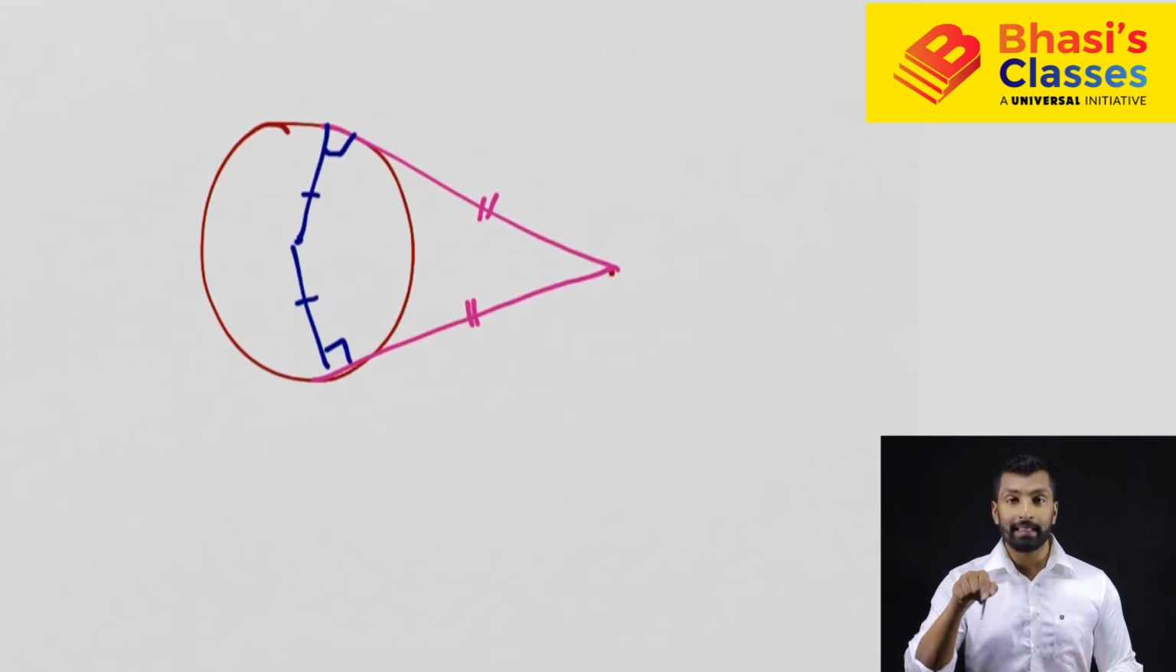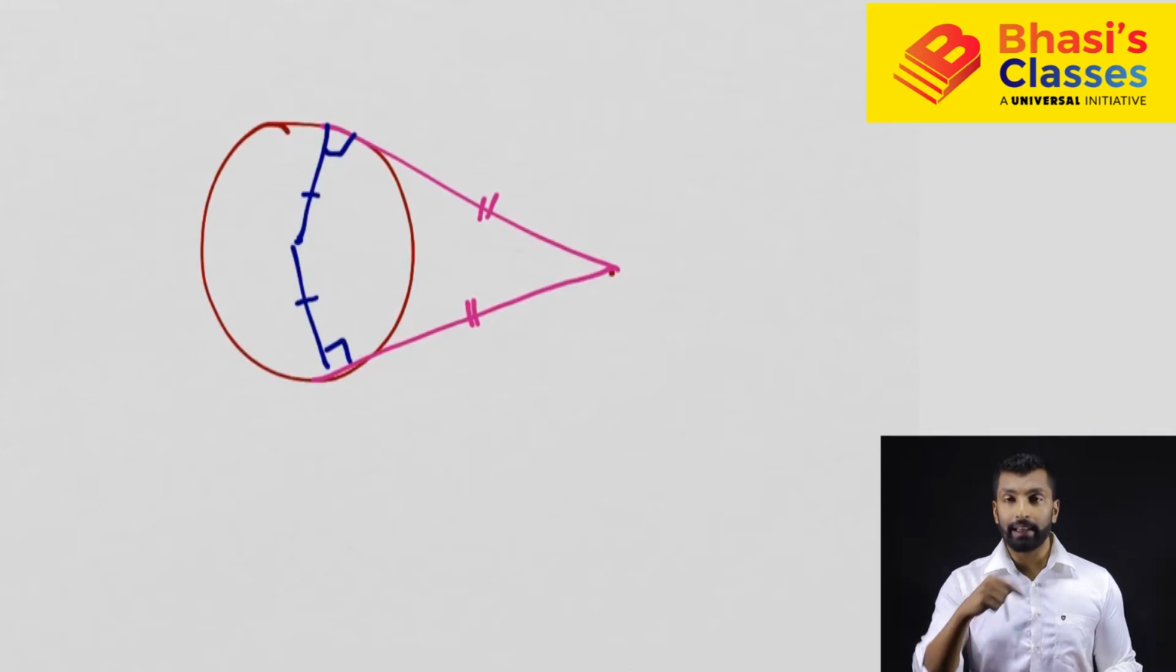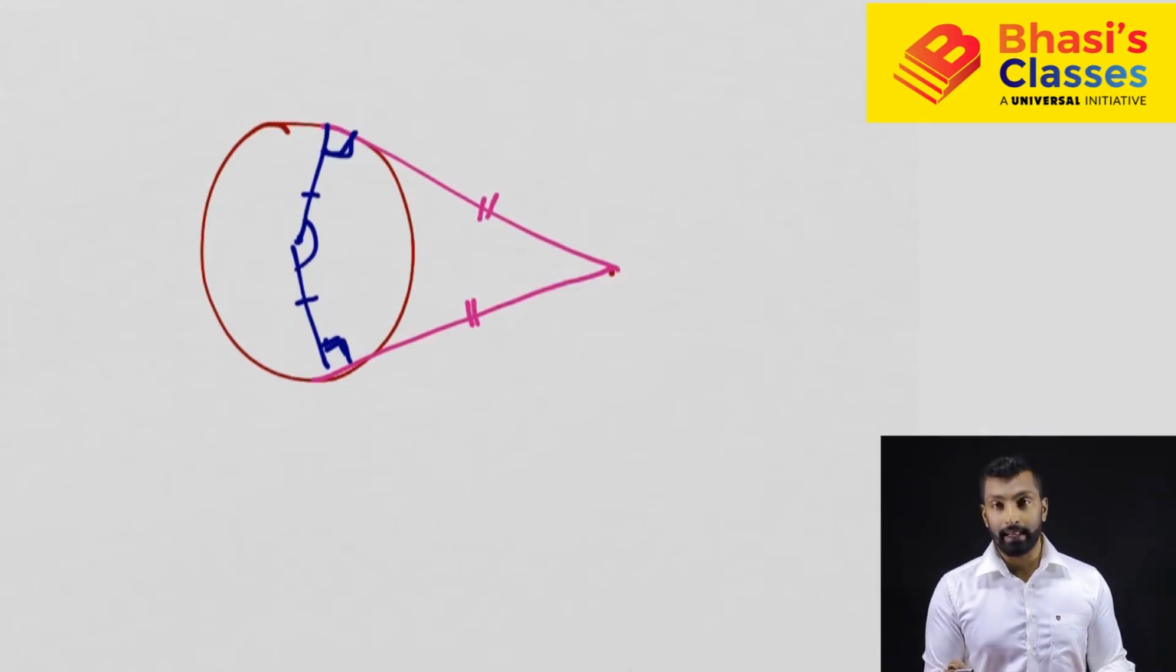So what you will get is actually a kite. Kite is a quadrilateral, right? If you add all the angles, you'll get 360 degrees. Out of that, this is 90 and this is 90. So these two we can find easily, right?